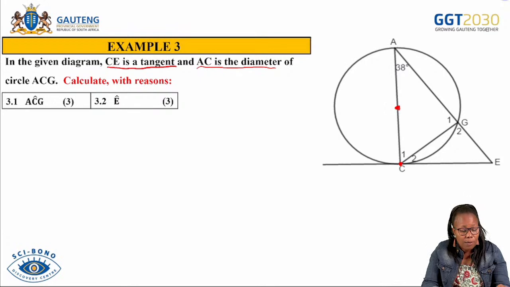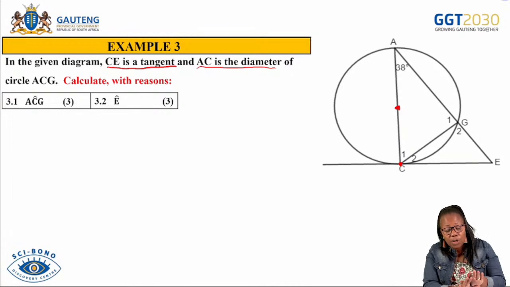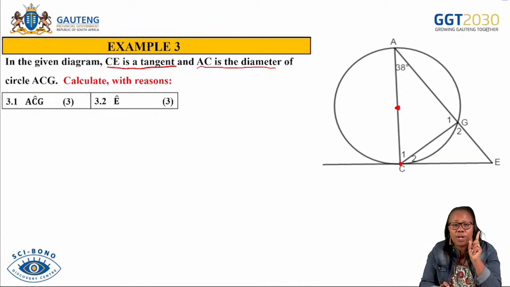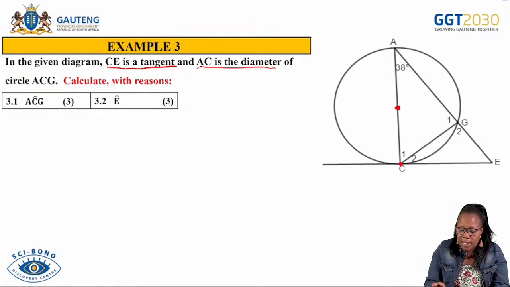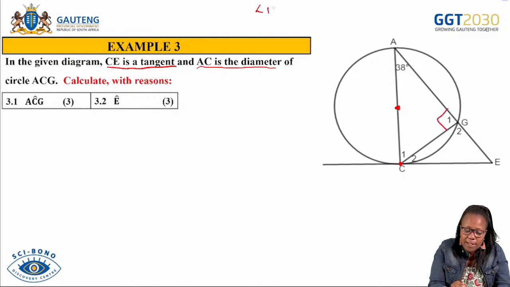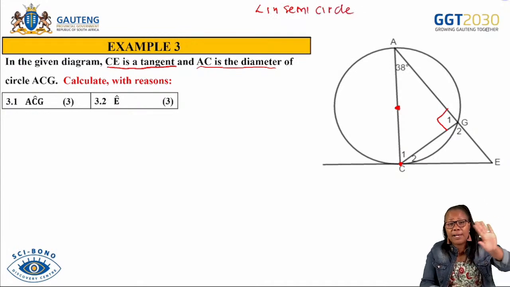Now, circle ACG. Before we can even look at the question's terms, we check in the diagram which theorems are involved. Number 1, we are checking center. Do we have a center? Yes, we do. Do we have a line from center to the chord? No, we don't. Do we have angle at the center twice the circumference angle? No, we don't. Do we have angle in the semicircle? Yes, because we have a diameter. That means G1 will be 90. So we have angle in semicircle application here.